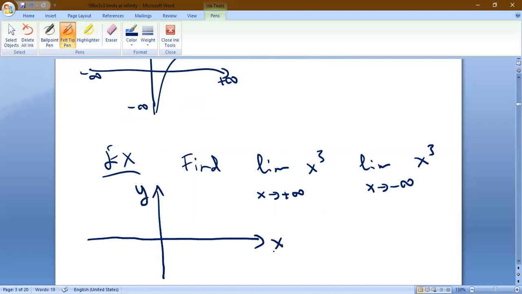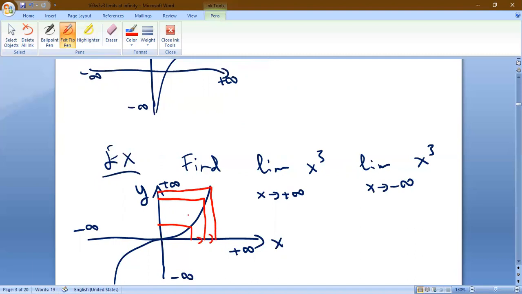So x cubed, remember the graph, it's going something like this. This is the positive infinity, this is the negative infinity direction for x. This is the negative infinity direction for y, positive infinity direction for y. As you see, when x gets positively very large, what happens with the values of y? It's also getting positively very large. So this is equal to positive infinity.